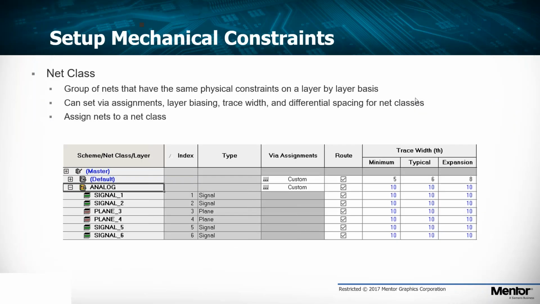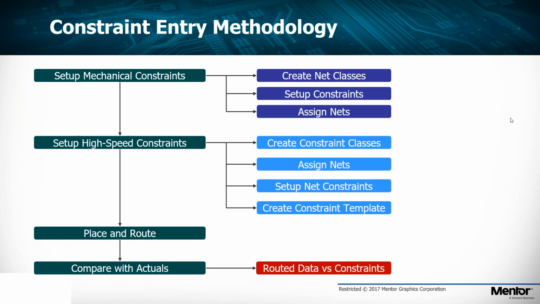Okay, so now I'll go ahead and hop in the tool. I am going to just pull this slide up one more time. This is the constraint entry methodology that we're going to follow. We're going to set up some mechanical constraints, set up the high speed constraints, do just a little bit of routing, and then compare those actuals to see how the flow would work of working with a Constraint Manager.